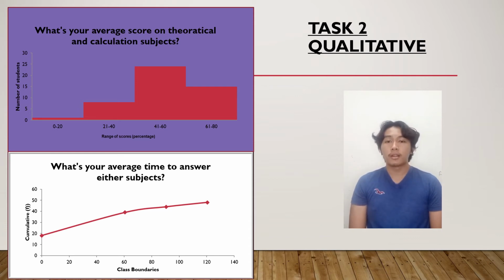On to the next graph below. This is called an ogive graph. For the ogive graph, we use the questionnaire what's your average time to answer either of the subjects. From the answers we get from the questionnaire, the majority of the students needed at least an hour to answer either of the subjects. Meanwhile, the longest time that a student needs to answer is an hour and a half.